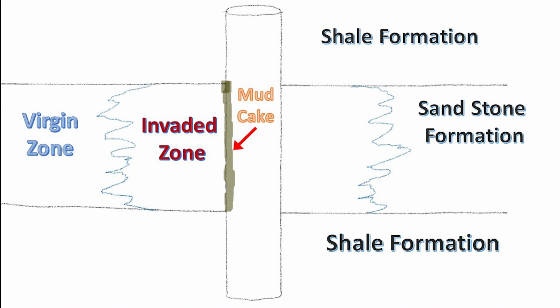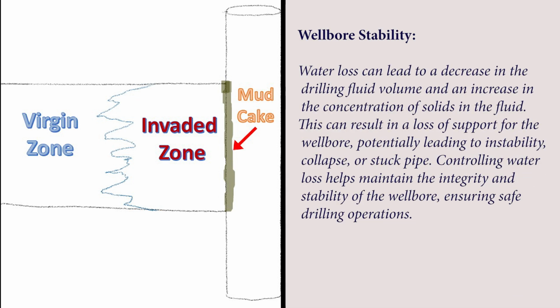When drilling an oil well, it is important to control water loss from the drilling fluid for several reasons. 1. Wellbore stability. Water loss can lead to a decrease in the drilling fluid volume and an increase in the concentration of solids in the fluid. This can result in a loss of support for the wellbore, potentially leading to instability, collapse, or stuck pipe. Controlling water loss helps maintain the integrity and stability of the wellbore, ensuring safe drilling operations.